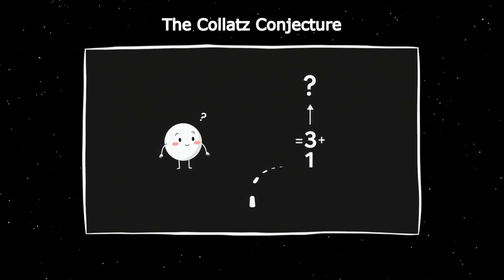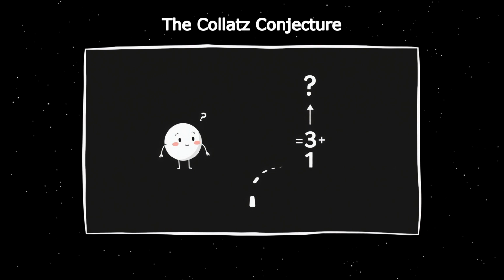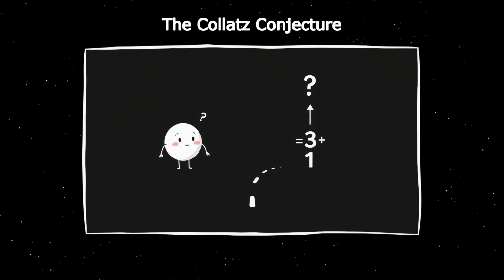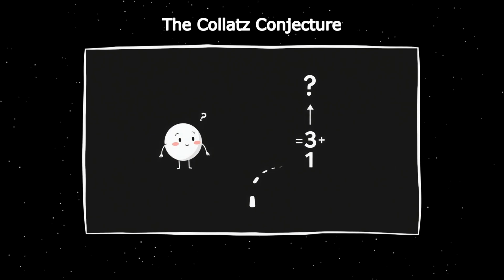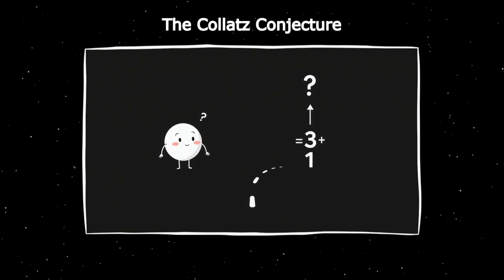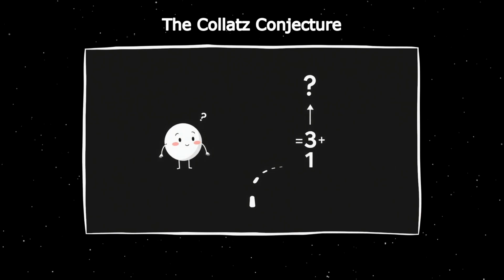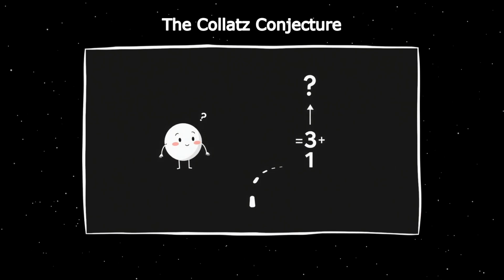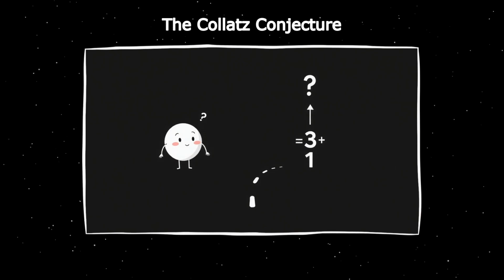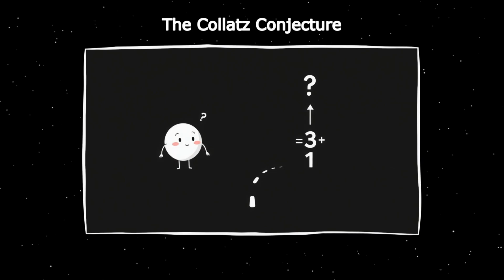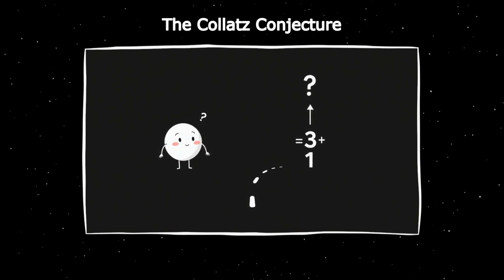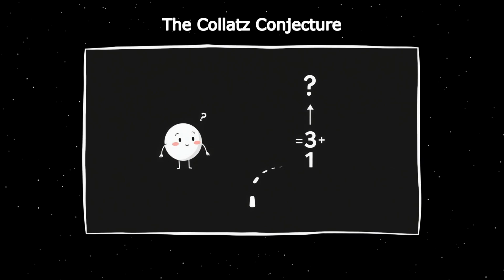Following the rules, 7 is odd, so we triple it and add 1, resulting in 22. 22, being even, is halved to 11. 11, once again odd, leads to 34. This sequence continues, but strangely enough, regardless of the twists and turns, it will also ultimately lead to 1.